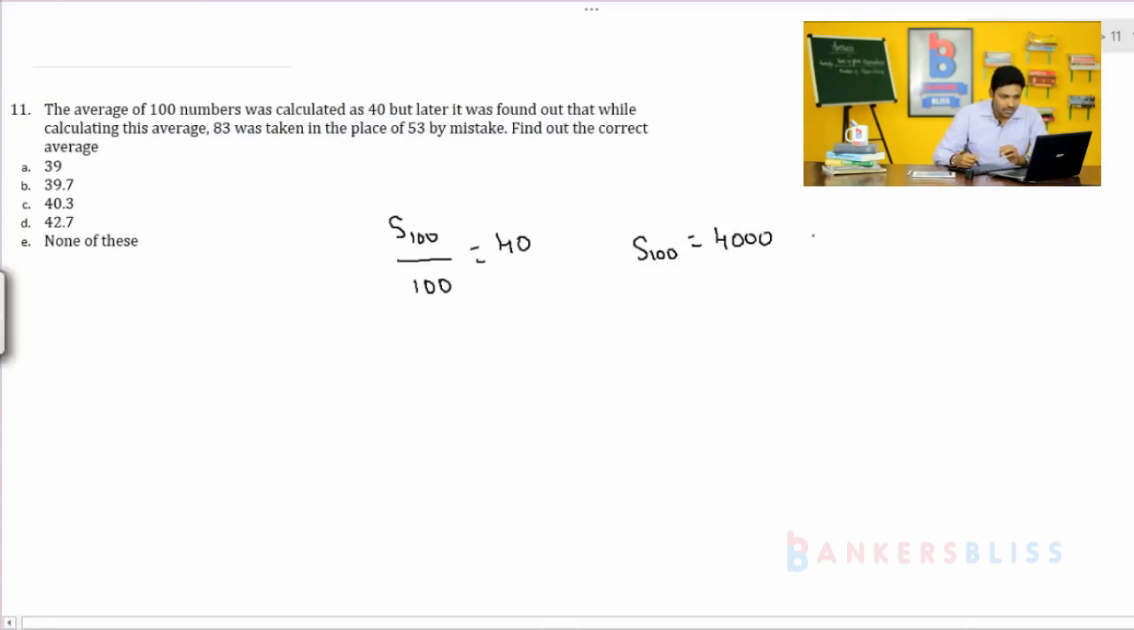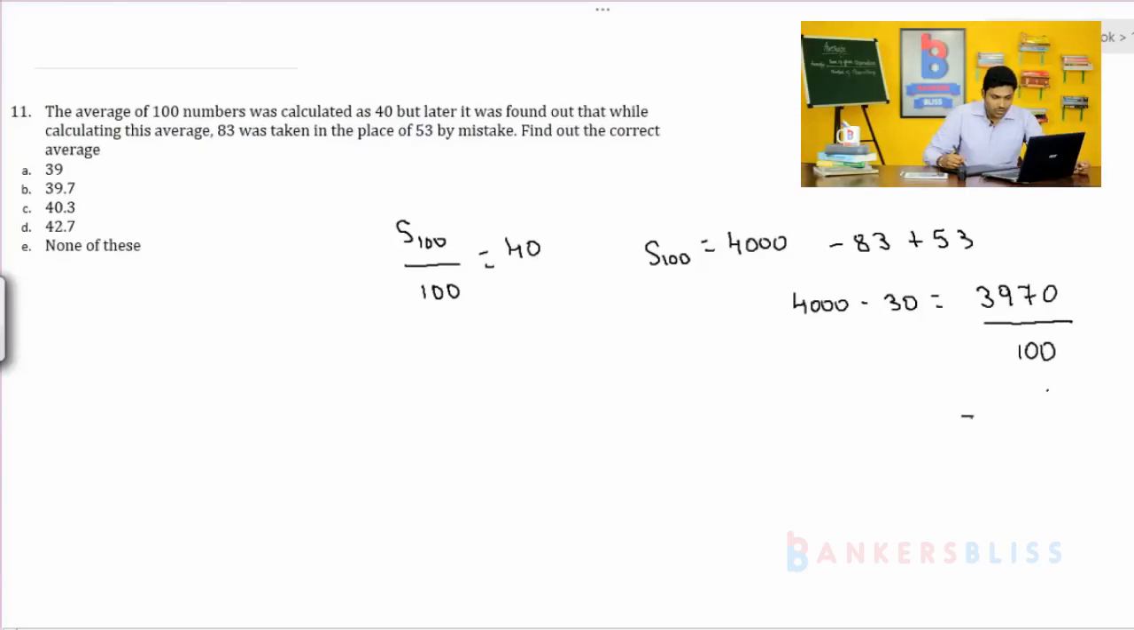So minus 83 plus 53, which is nothing but 4000 minus 30, which is equal to 3970. So the new average will be 3970 by 100, which is equal to 39.7. So option B is the right answer. So this is the traditional approach. One more approach is there where you can save a lot of time and you can solve orally. So let us go for the second approach.